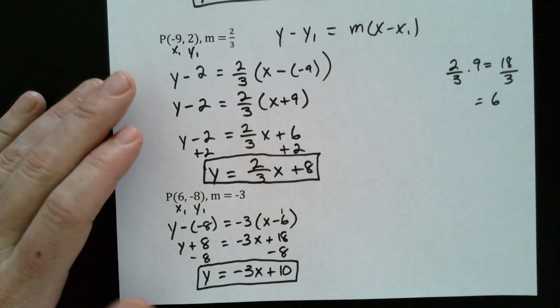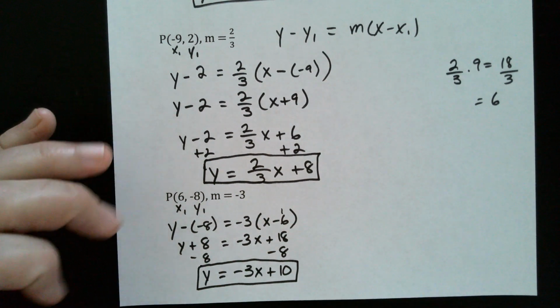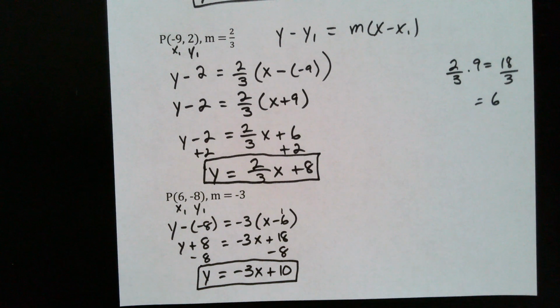And there are the two methods for finding the line given a point and a slope.